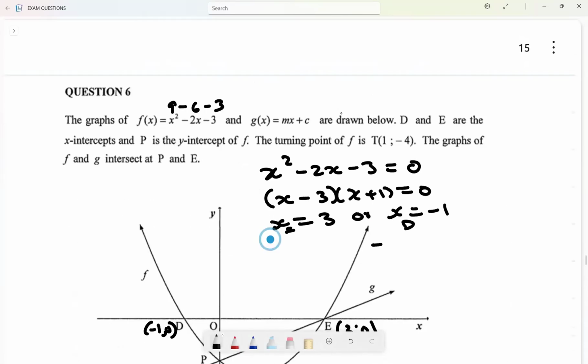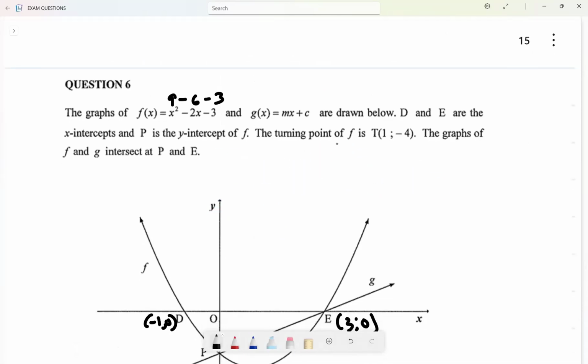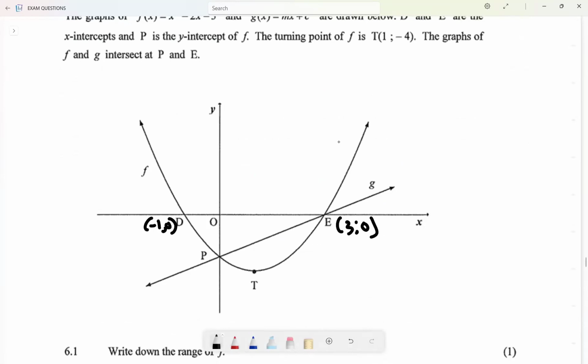Determine the equation of g. What is the equation of g? g is a straight line. How can I find the equation of g?